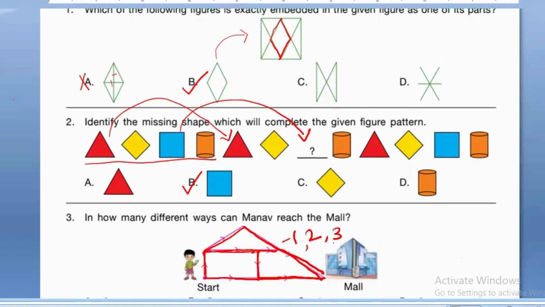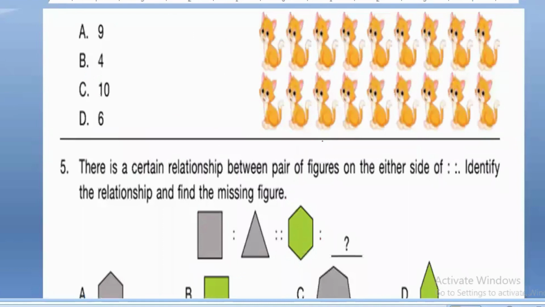Correct? Like this in a straight line. So there are a total of 4 ways in which Manav can go to the mall. Okay. Now let's come back to the next question, which is question number 4.